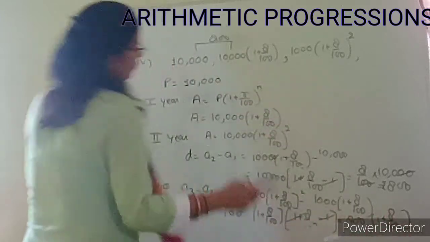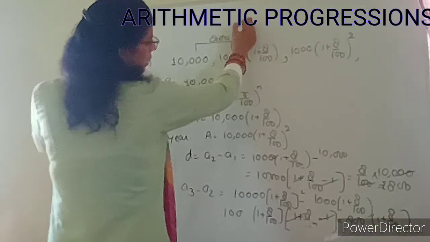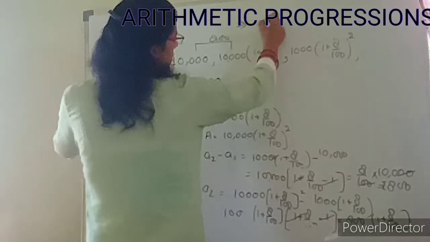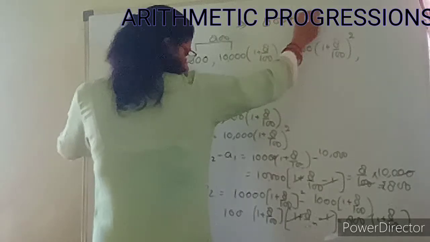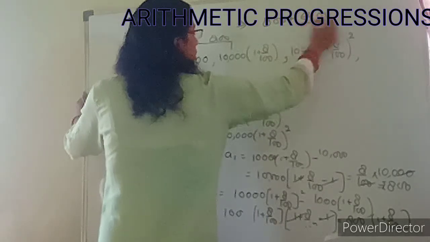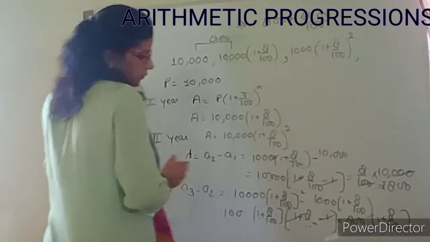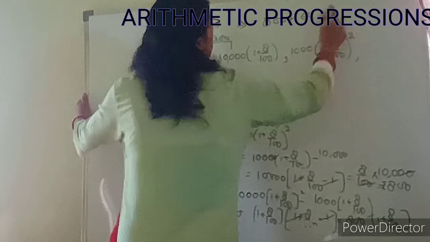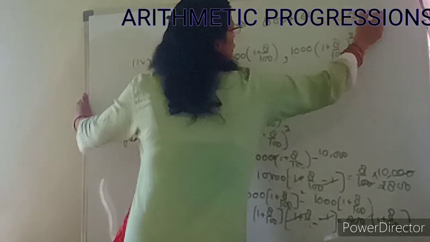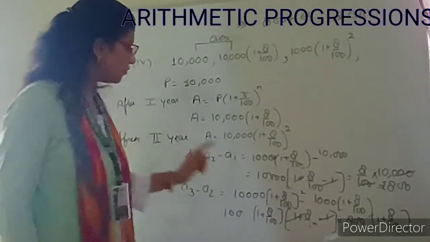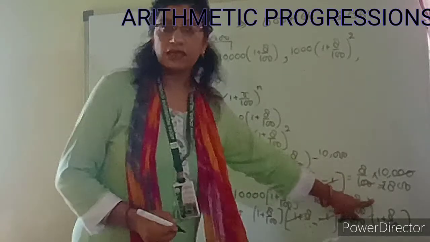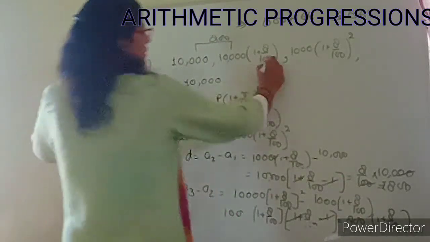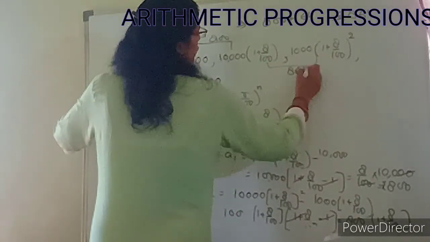See, this is coming different. I am writing that up. That means you are getting 800 plus 8 times 800, that is 6400 upon 100. Cancel out 2 zeros with 2 zeros. So you are getting 864 rupees. In the first case, the difference is 800. In the second case, the difference is 864 rupees.